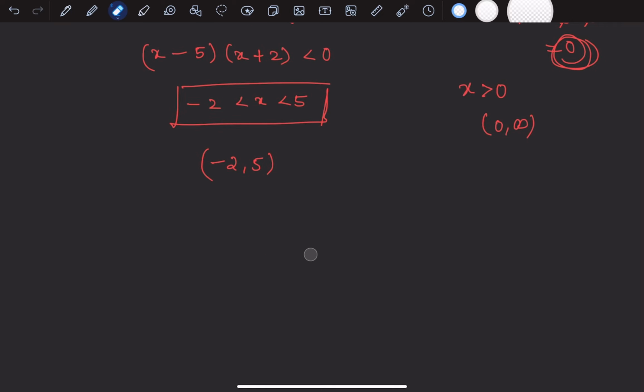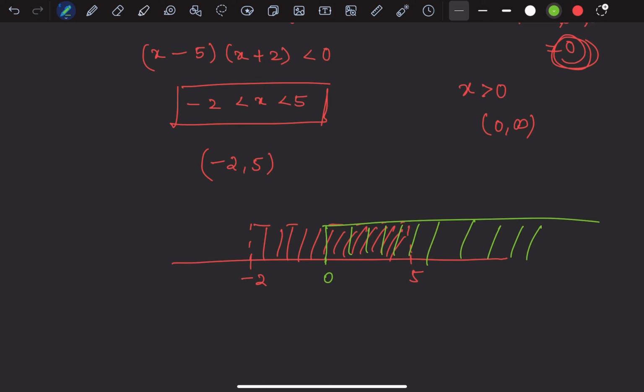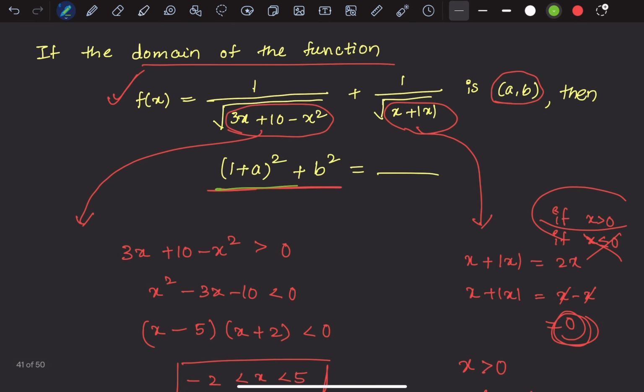So let us draw the number line. So minus 2 to 5. So this is the domain in the first case. In the second case we have, so there is a 0 here. The domain is something like this, 0 to infinity. So we have to take the intersection, which is this particular region. So the domain will be the open interval 0 comma 5. So your a is equal to 0 and b is equal to 5. So this is 25 and this is 1. So this will be simply 26.